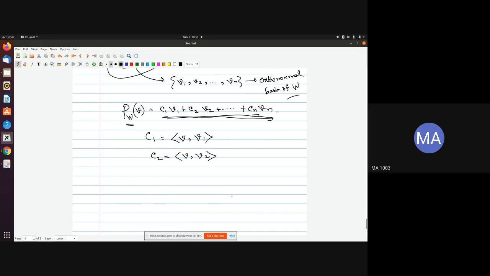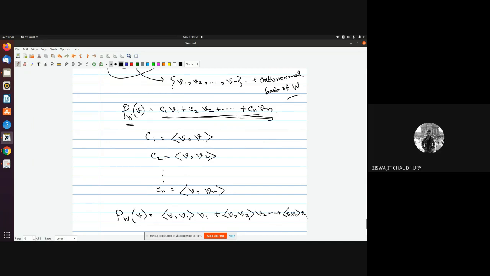Is it clear? Correct. So similarly, at the end, Cn will be with Vn. That's how we find our projection. So instead of C1, I have this with V1, instead of C2, I have this with V2, and instead of Cn, I have this with Vn. Clear? So this is my projection of V on my subspace W. Is it clear to everyone?